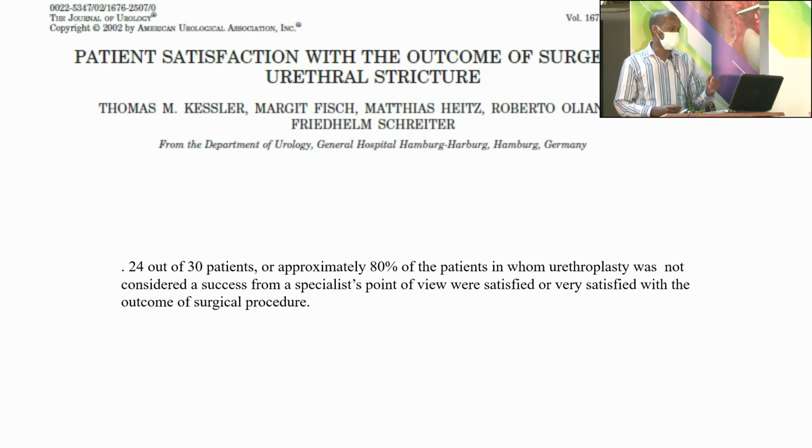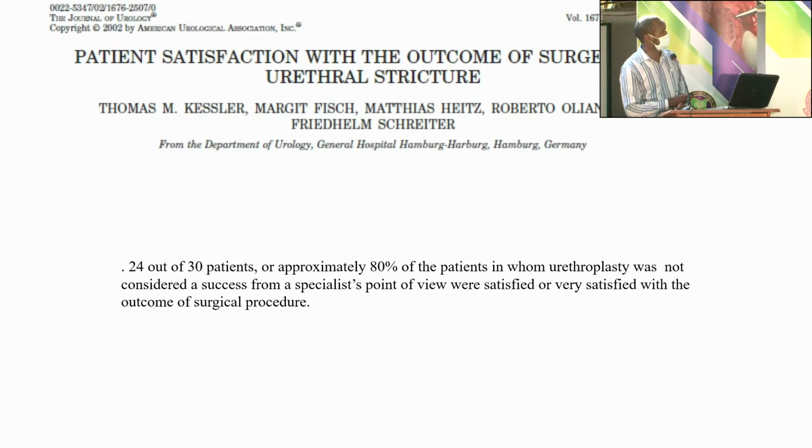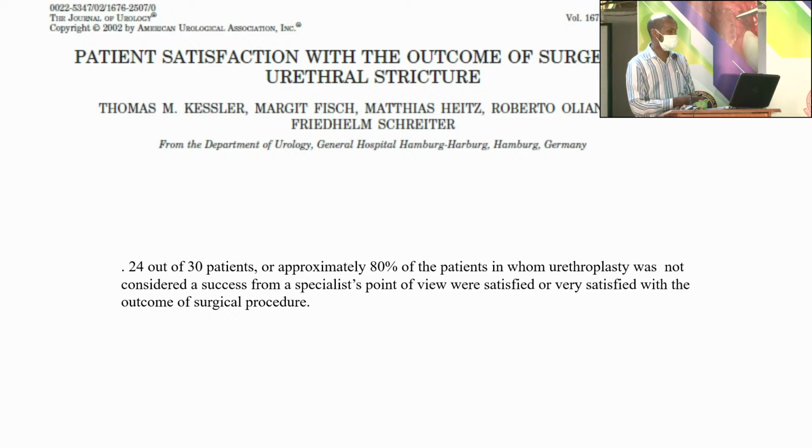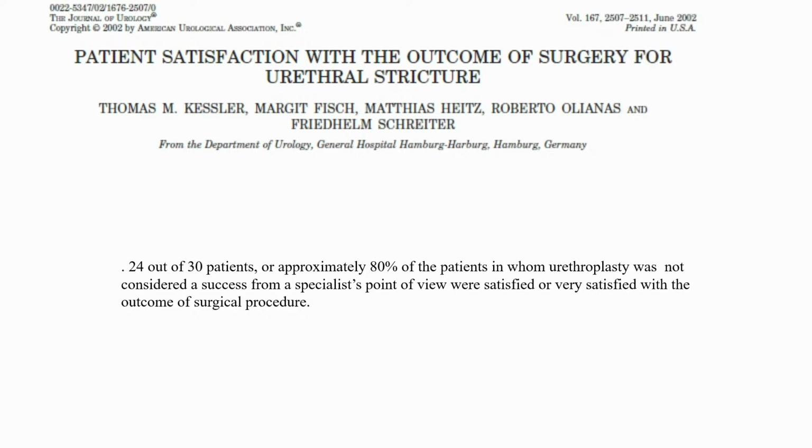So there's an interesting study that was done by Kessler et al. in 2002, and they were looking at patient satisfaction with the outcome of surgery for urethral stricture. In this study, 24 out of 30 patients, that's approximately 80% of the patients in whom urethroplasty was not considered a success from the surgeon's view. They considered that this was not a successful surgery, but the patients themselves were actually either very satisfied or satisfied with the outcome of the surgery. And therefore, this discordance is what we are trying to sort out.